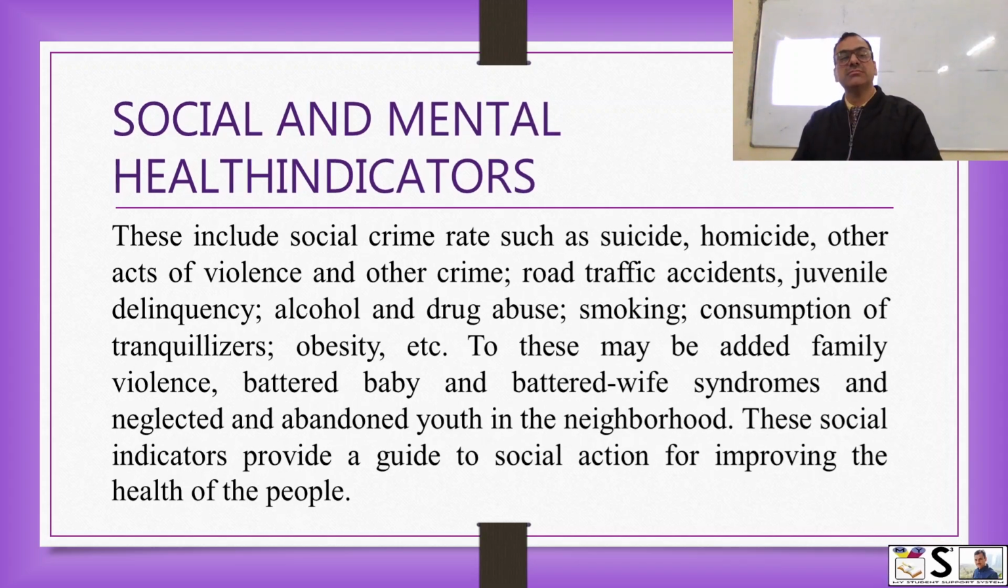Then there are some social and mental health indicators in the community, through which we can find out how the people are suffering from mental or social problems, which finally may affect their physical health as well. Okay, this data includes social crime rate. If the crime rate is more in the community, it may affect the overall health of the population. Okay, if the social crime rate is less, people will be happy and healthy.